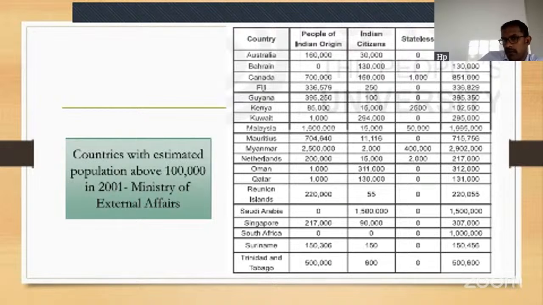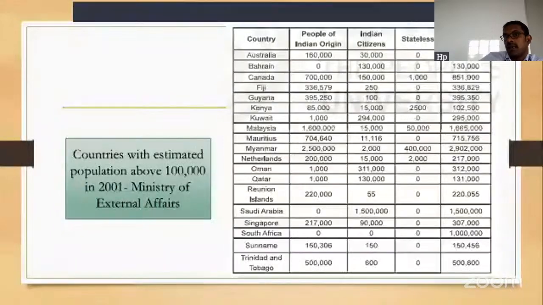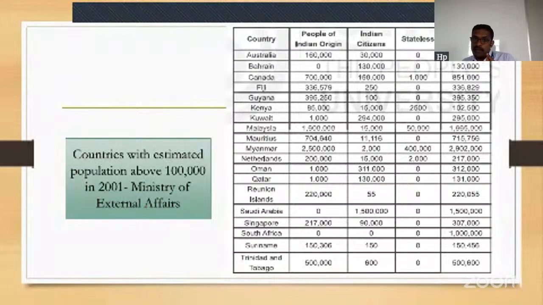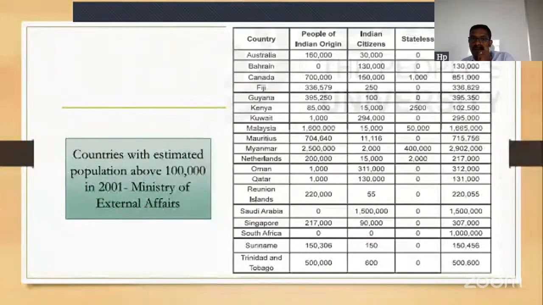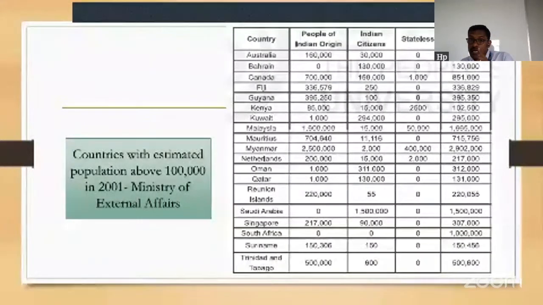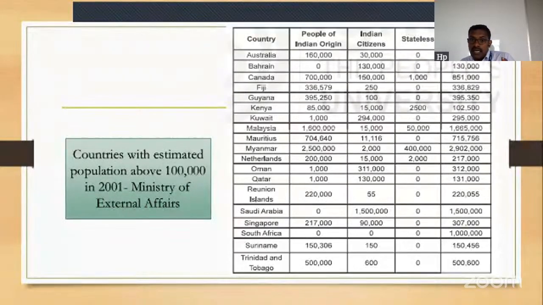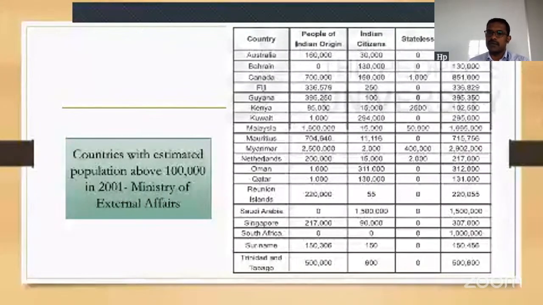If you see, some countries are very particular about the immigration part, so that there is no stateless condition of our people in that country. For example, Australia and Bahrain, you see, there is no stateless. But if you see Canada, there are issues there. There are stateless people, meaning they are in Canada without valid documents. Kenya, Malaysia, Myanmar, Netherlands: there is a shocking number of people in other countries without valid documents.